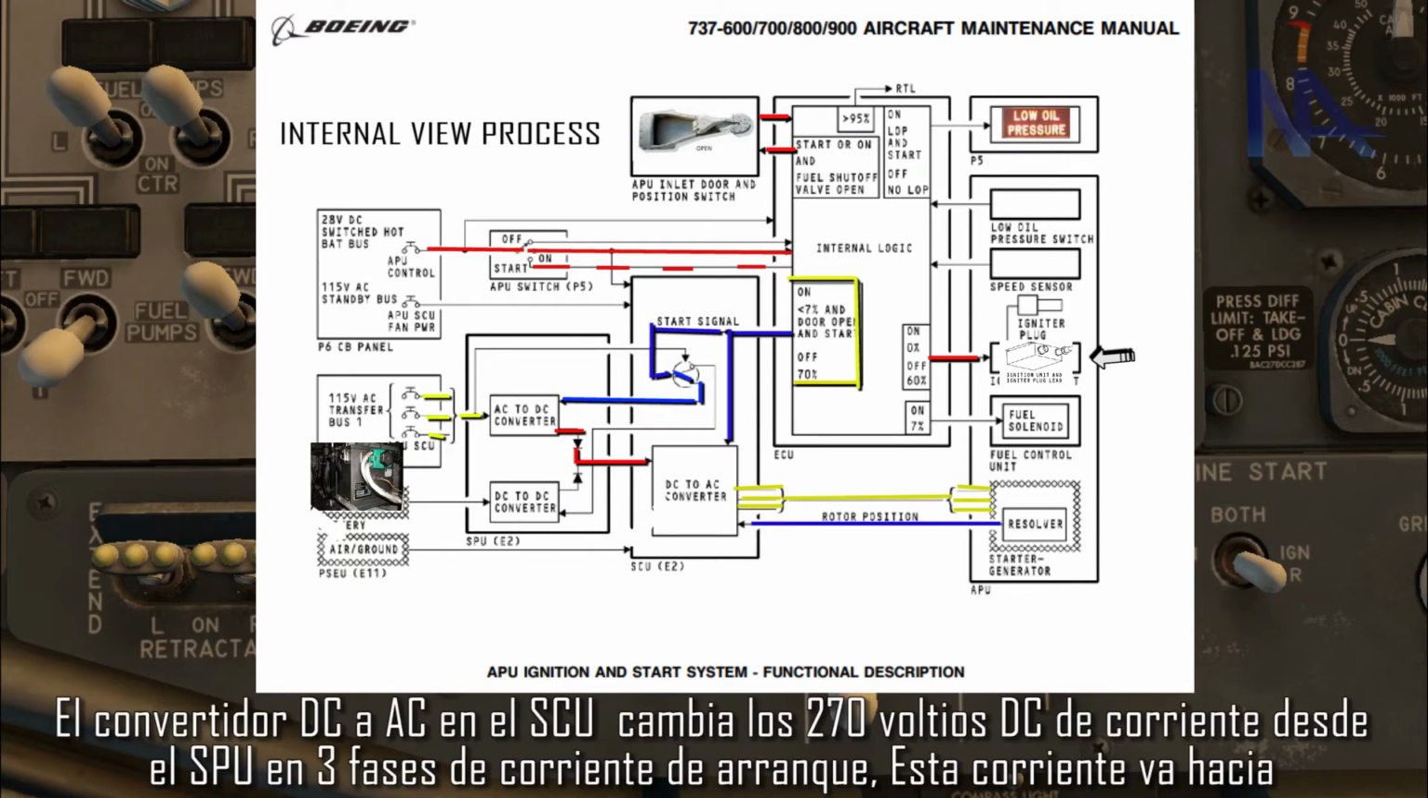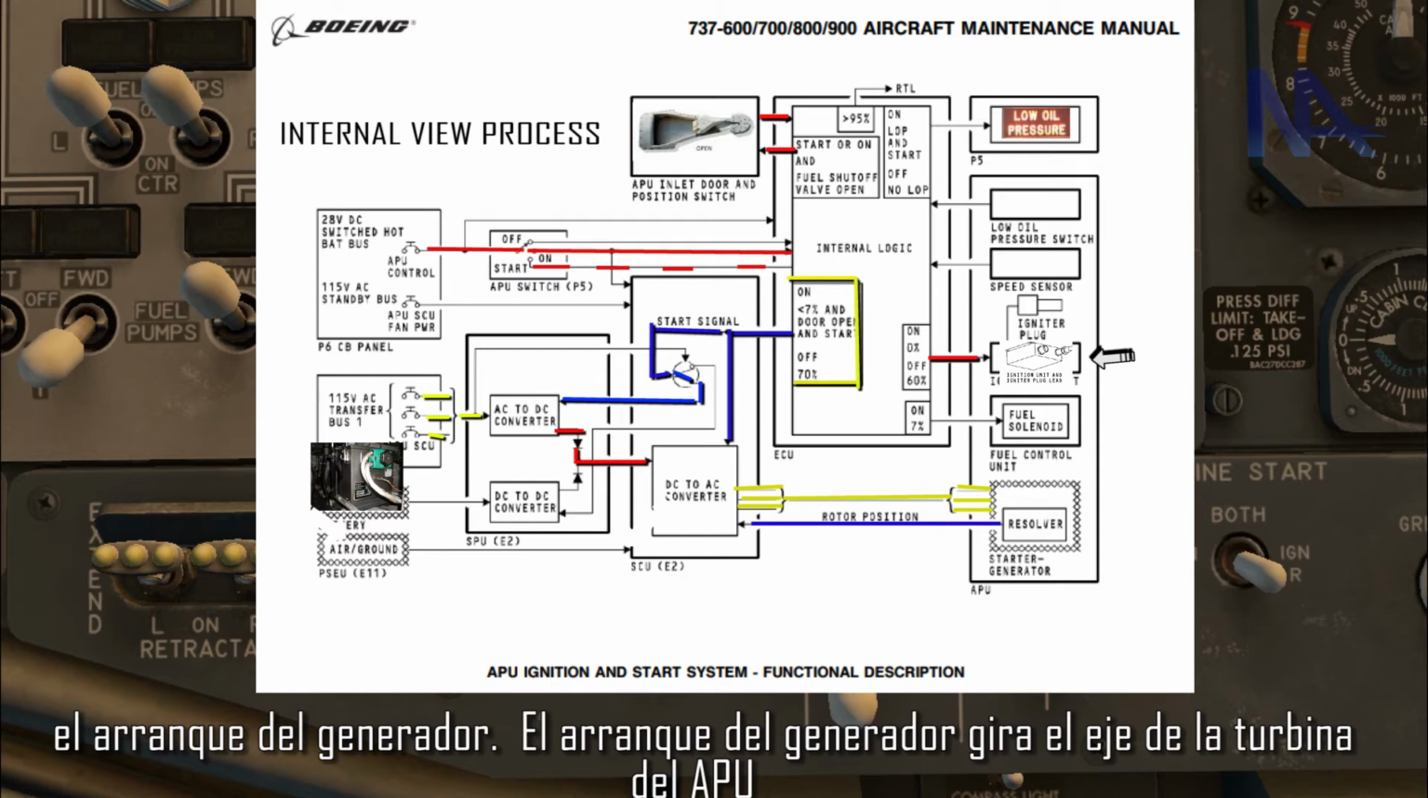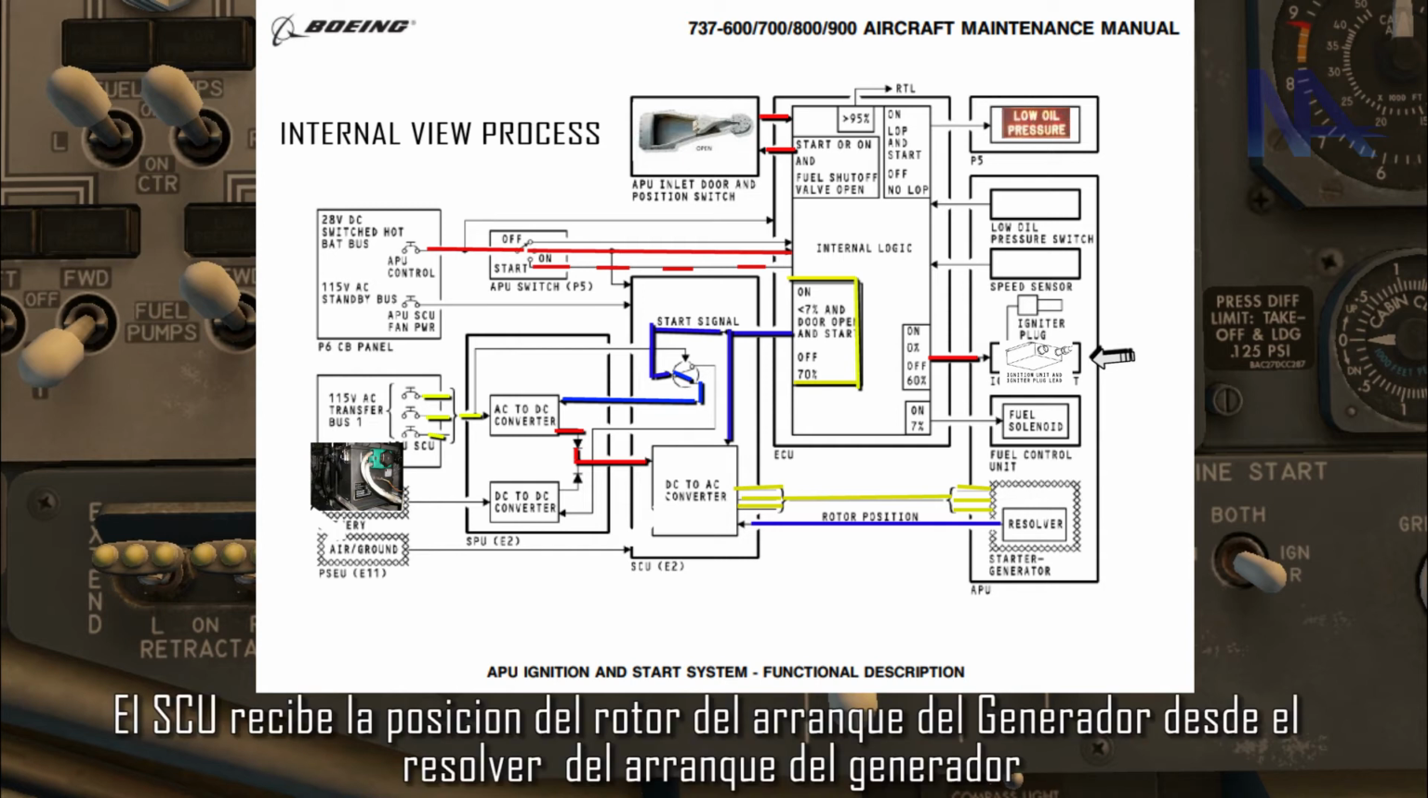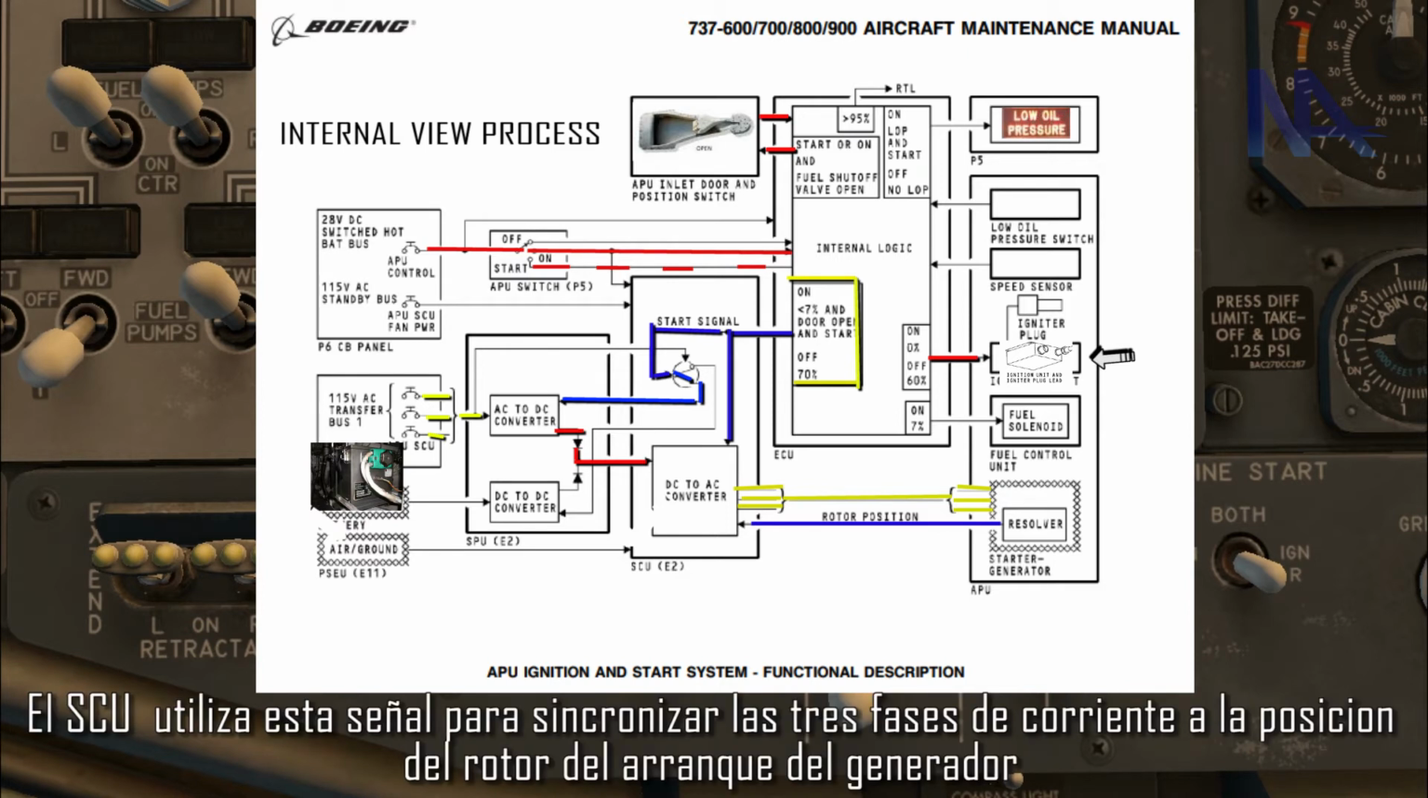The DC to AC converter in the SCU changes the 270 volts DC power from the SPU into three-phase start power. This power goes to the starter generator. The starter generator turns the APU turbine shaft. The SCU receives starter generator rotor position from the starter generator resolver. The SCU uses the signal to synchronize the three-phase start power to the starter generator rotor position.